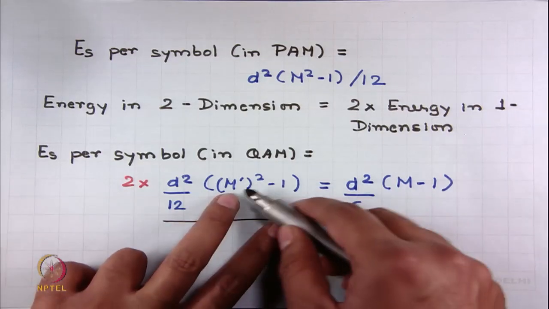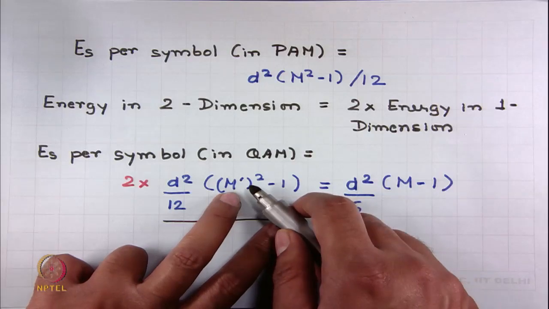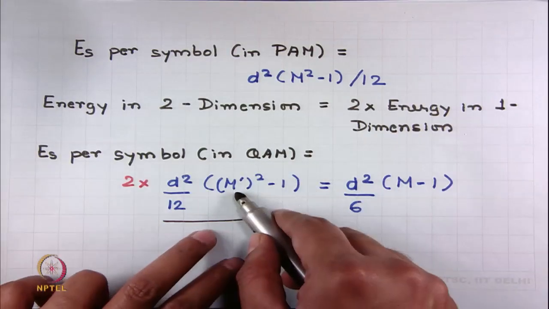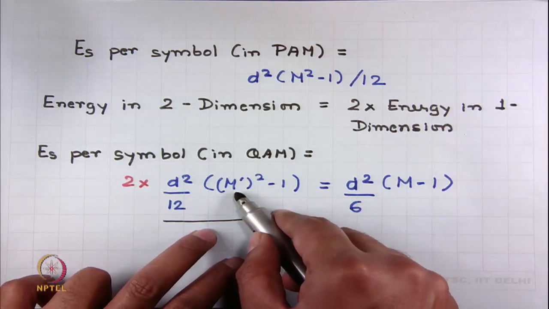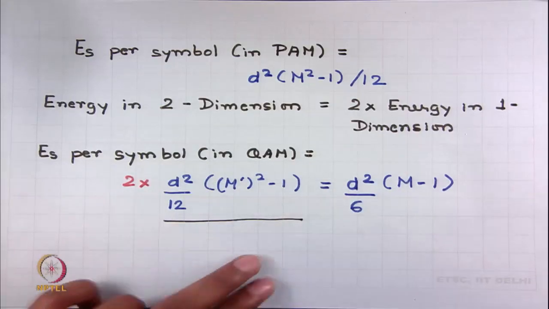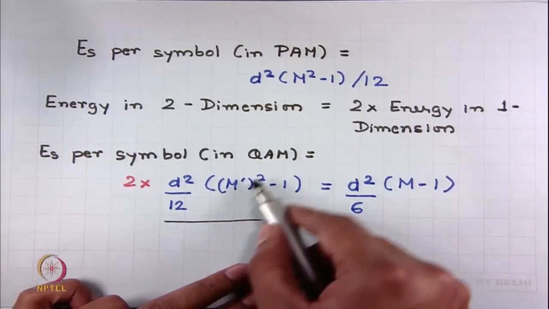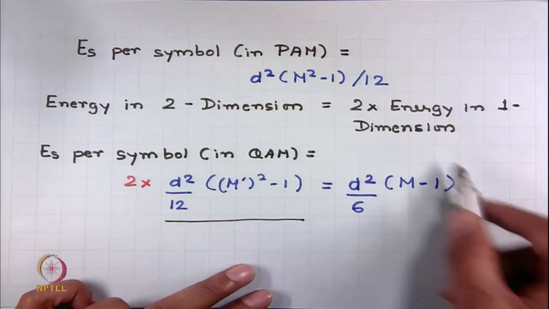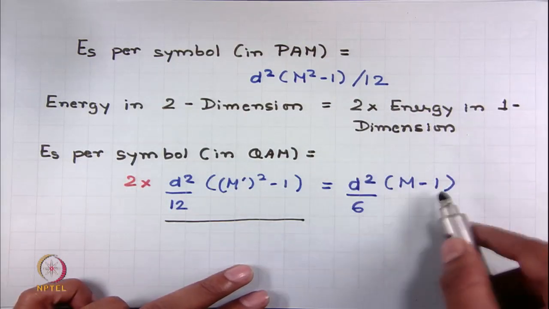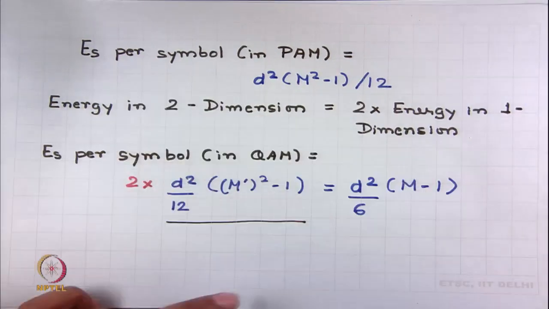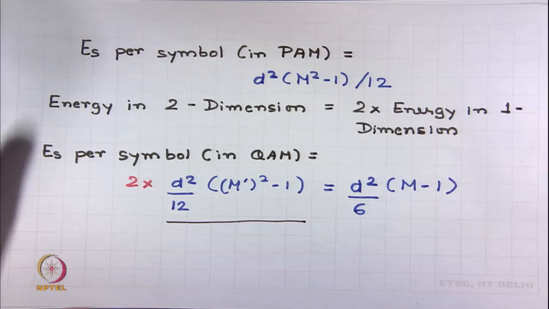One PAM is supporting only M dash symbols. So, the energy of one PAM is this, where the number of symbols in PAM is M dash. Thus, from this I can easily get the energy per symbol in QAM. M dash square is M, and the energy per symbol in QAM thus reduces to d square by 6 times M minus 1. So, we have easily obtained the energy per symbol in QAM.